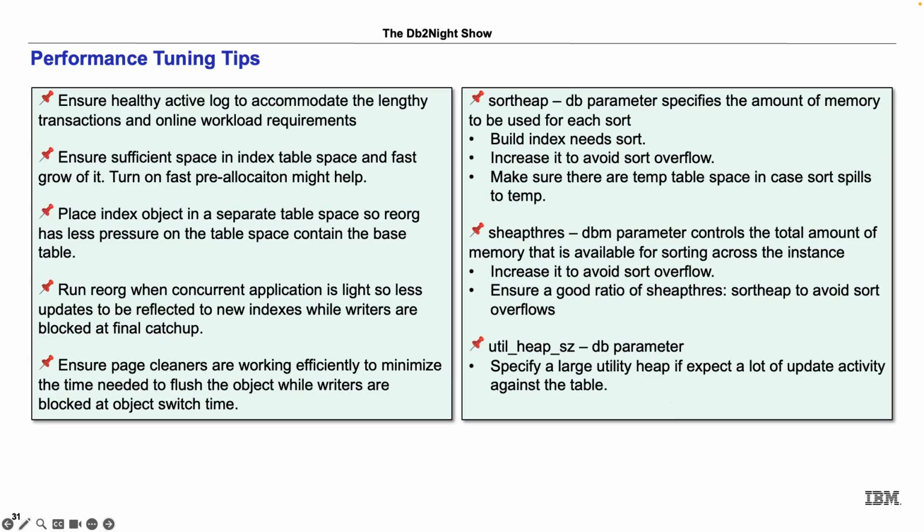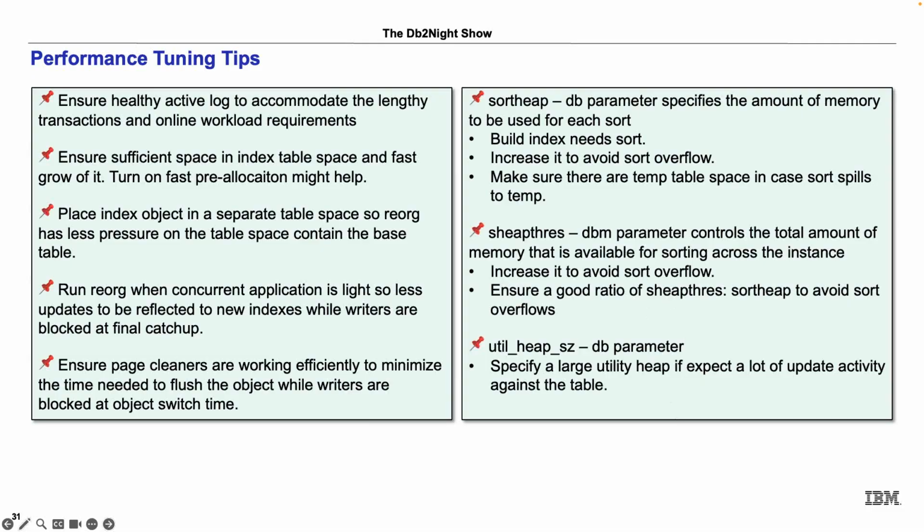Index build needs sort, right? Sort heap, you may need to consider increasing it, and the sort heap threshold also controls the instance-wide cap for sort memory. So make sure you have a good ratio of sort heap threshold to sort heap, and this will help avoid the sort overflow. And lastly, utility heap size.